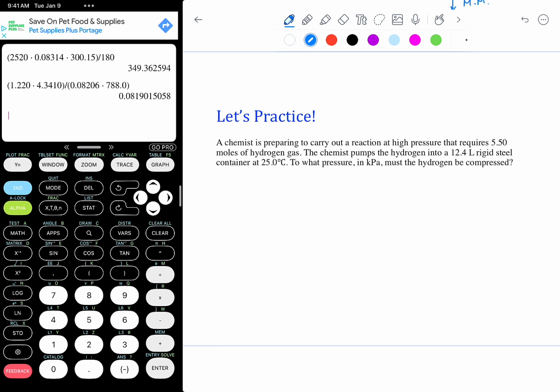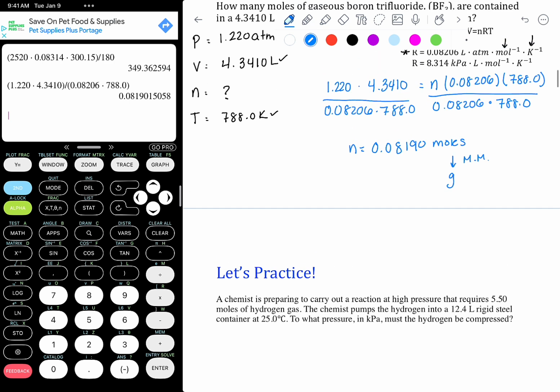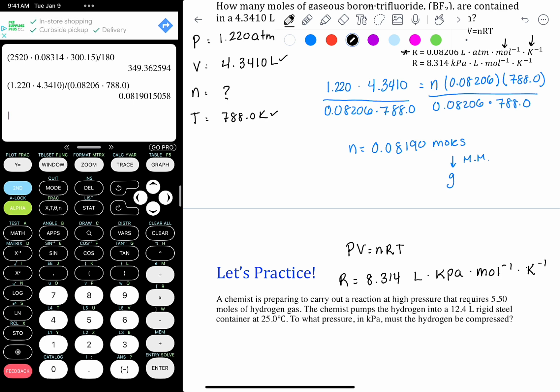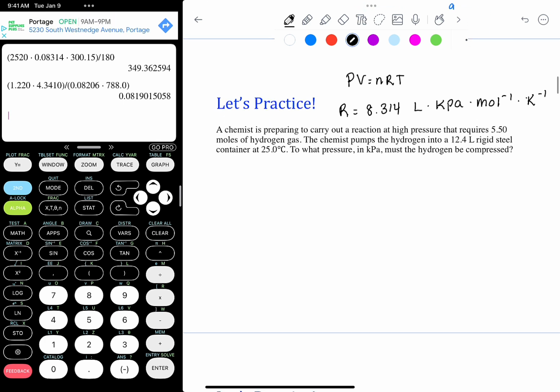I want you to try this problem independently, but in order to do that, I want to get you a proper value of R on the screen for you to reference, which I believe I have up here, yes. So here we have PV equals nRT as our equation. And for R, we have a value of 8.314 liters times kPa times moles to the -1, Kelvin to the -1. Okay, so there's your R value for you to use. So please pause your video and solve this problem independently.